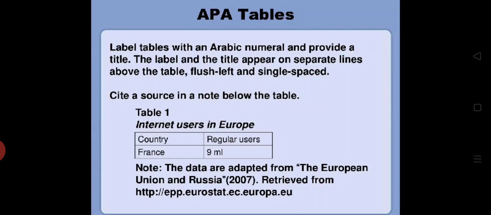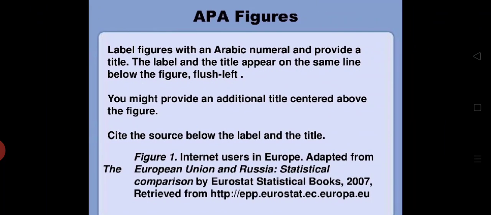Here is the example. Table 1. In the same way you would write in your thesis or in your research papers, you will write Table 1, then the heading of the table. This is about internet uses in Europe. And then the table, and after the table there would be the reference. And we would cite a source in a note, like Note: the data are adapted from the European Union and Russia 2007, retrieved from the website address. In the same way we would cite the table.